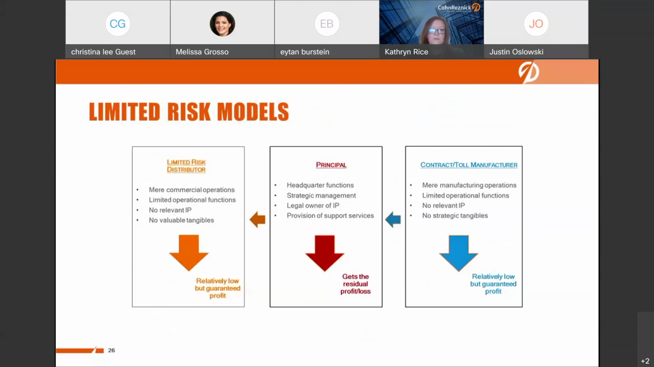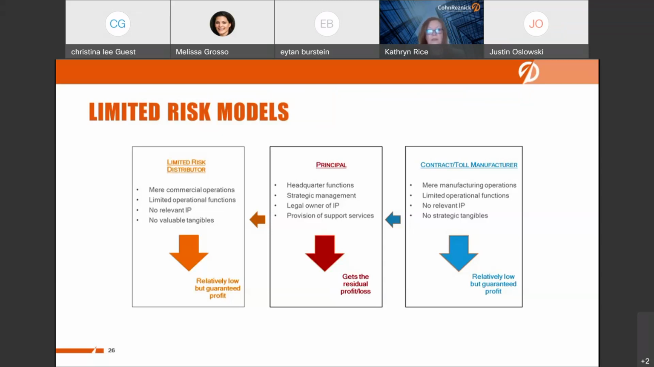This one just describes the limited risk models, typical, what we see a lot of in terms of tangible products, right? So we see a lot of limited risk distribution operations with a principal and sometimes a contractor or a toll manufacturer. And these are things that we're thinking about here, right? So the LRD is going to have maybe a guaranteed profit that's relatively low, and the parameters that get you there, with no relevant IP and so on. The principal normally takes the residual profit or loss, and the contractor toll manufacturer is also receiving a guaranteed profit typically, but also again, relatively low.